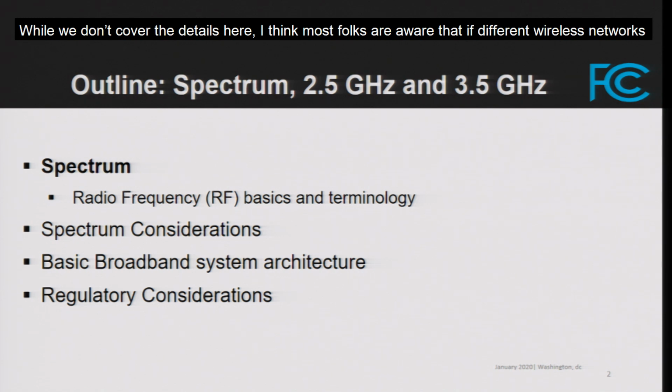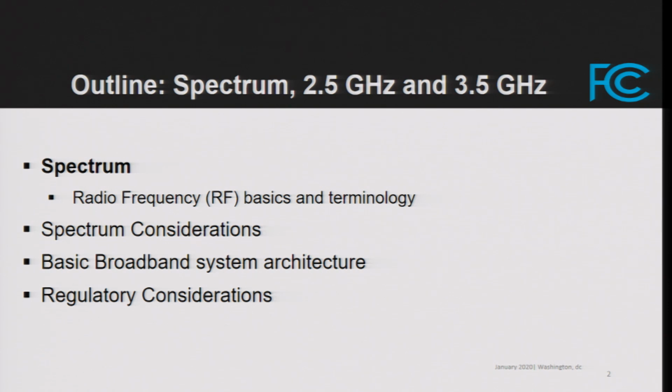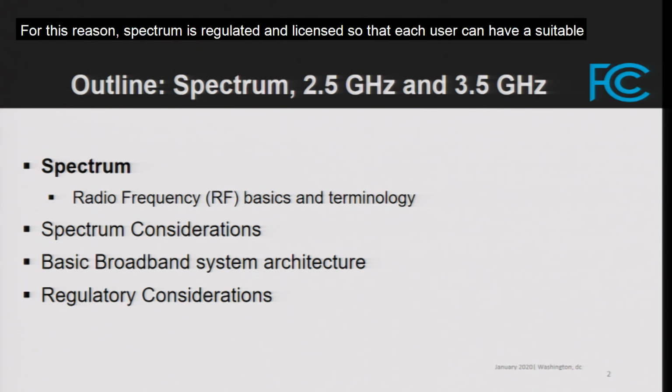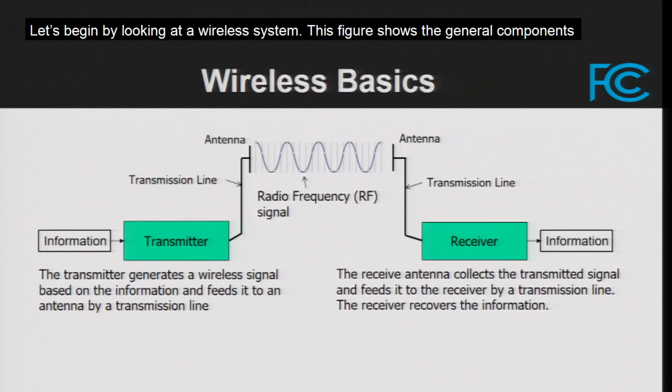While we don't cover the details here, I think most folks are aware that if different wireless networks use the same spectrum for the same location, each system might interfere with the operation of the other. For this reason, spectrum is regulated and licensed so that each user can have a suitable operating environment. It is the role of the FCC to regulate spectrum for exactly this purpose. Let's begin by looking at a wireless system.